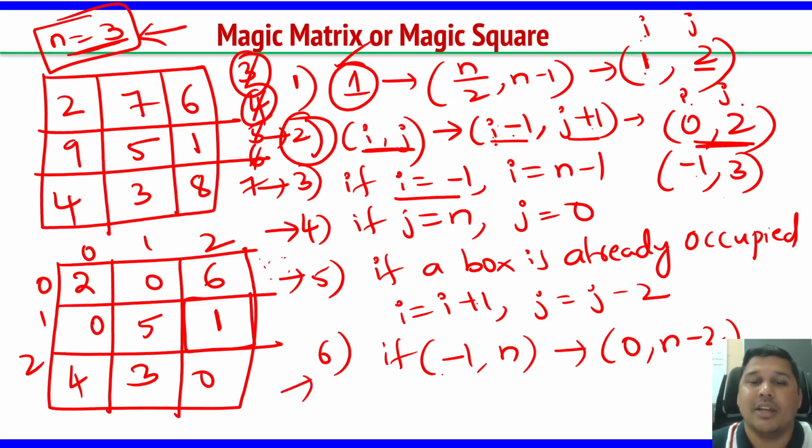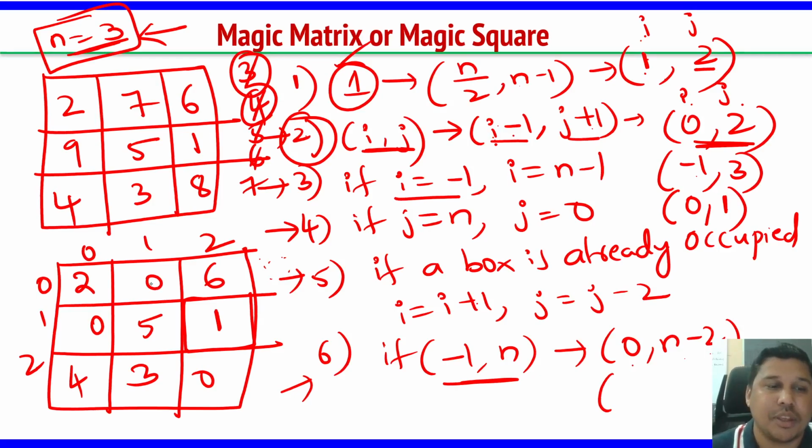What is rule number 6? If I becomes minus 1 and j becomes n, then the new location will be 0 comma n minus 2. So the new location will become 0 comma n minus 2. N is 3, 3 minus 2, 1. So in location 0 comma 1, you fill the next number, that is 7. So I will be filling it here as 7.